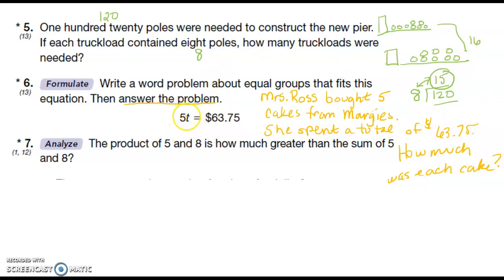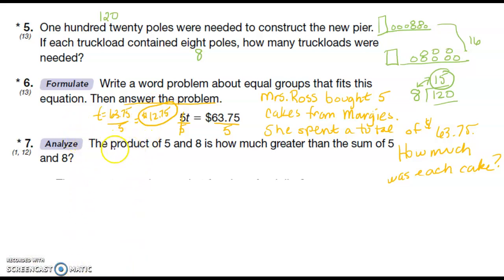Okay, so what I'm going to do here is actually divide, because you see this is 5 times t is equal to $63.75, so I'm going to divide both sides. Okay, 5 over 5 cancels. I get t is equal to 63.75 divided by 5. I'm going to do that on my handy dandy calculator. 12.75. So each cake was $12.75. That's a bargain, people.